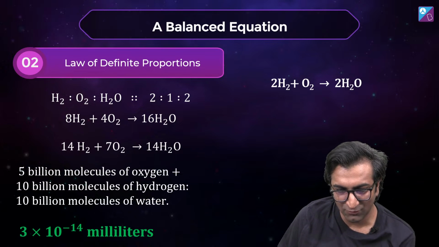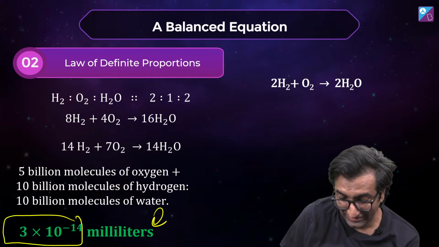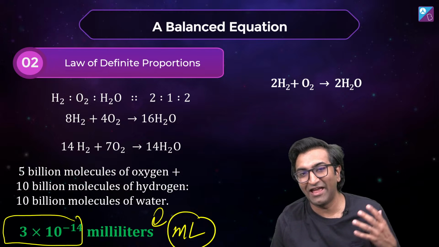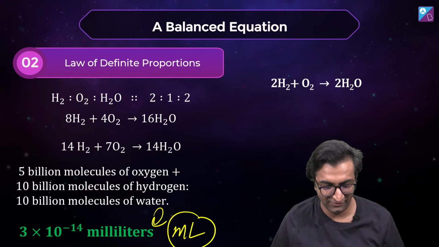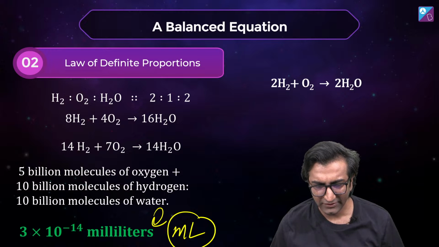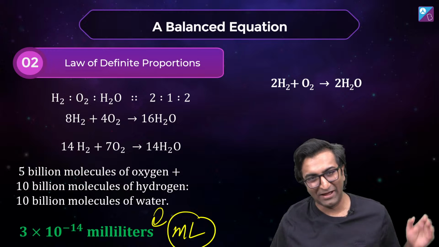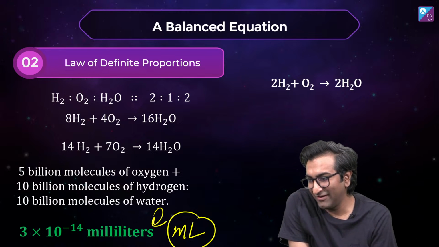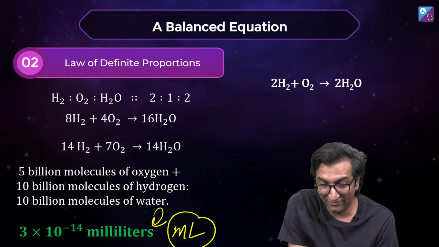It is a ridiculously small number. It's not a glass. Look at this. It is 3 into 10 power minus 14 milliliters. You can't even see it with any microscope, I don't know what microscope you would need. 10 power minus 14 milliliters. Interesting, right? It's such a small number.